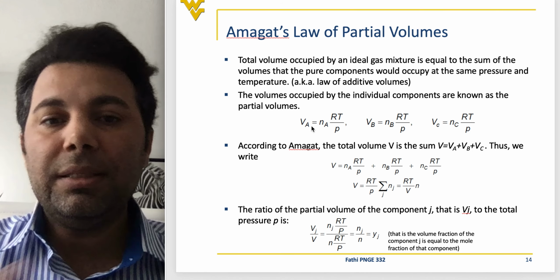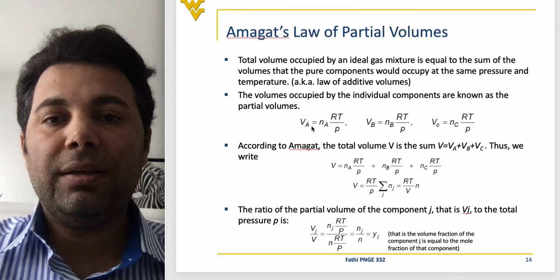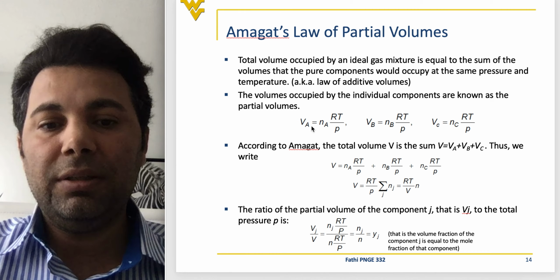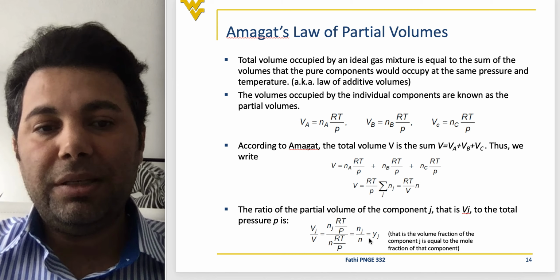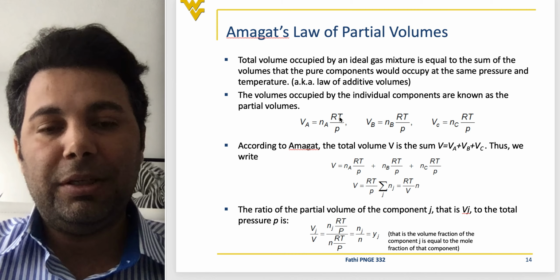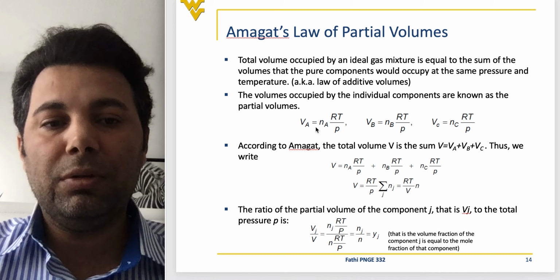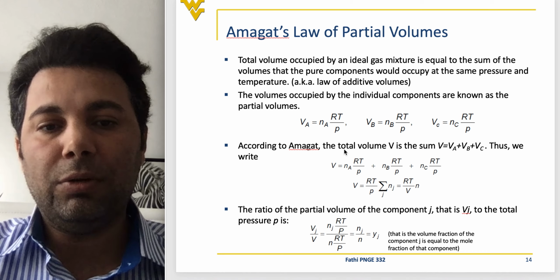Okay. This can be written in the same way based on Amagat's law for the volumes. So basically, I can just write it the same at a constant temperature and pressure. The total volume becomes the summation of all the volumes. Again, RT over P is constant.